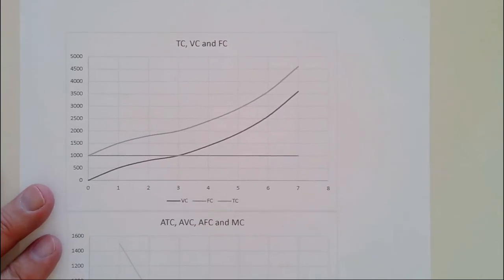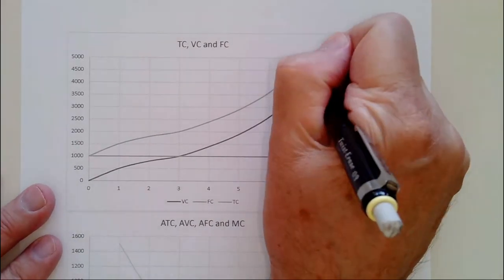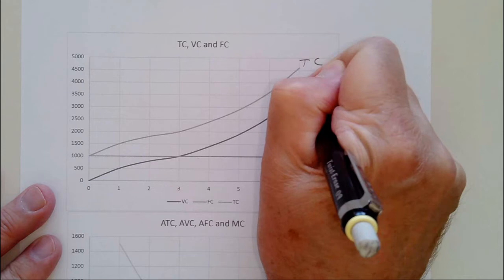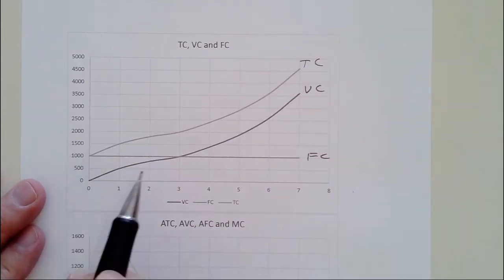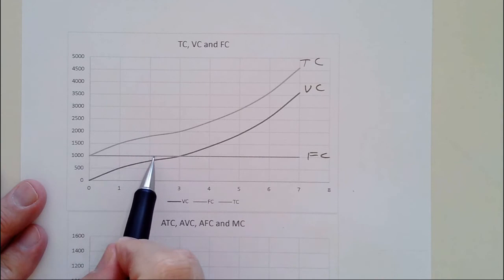So up here, this is our total cost. This is our variable cost. This is our fixed cost. It's $1,000. Fixed cost is a flat $1,000 all the way.